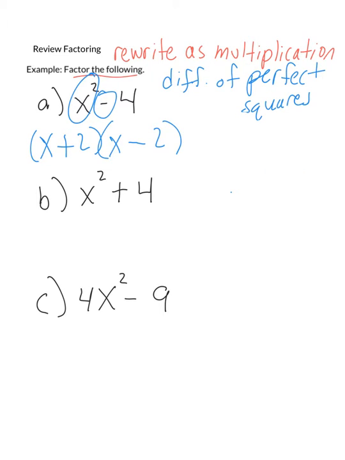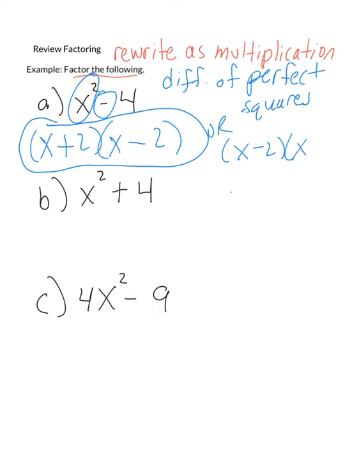So when I rewrite x squared minus 4 in a factored format, I get x plus 2 times x minus 2 is the final answer. The order you multiply in does not matter. So if you wanted to do x minus 2 first and then x plus 2 last, that's fine as well. They're both the same exact answer.